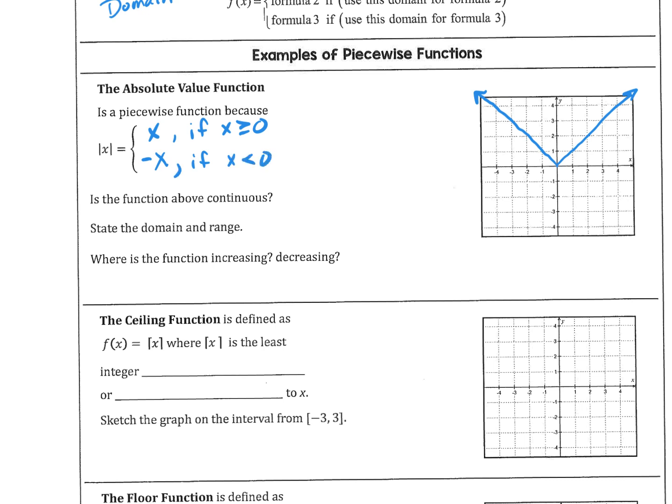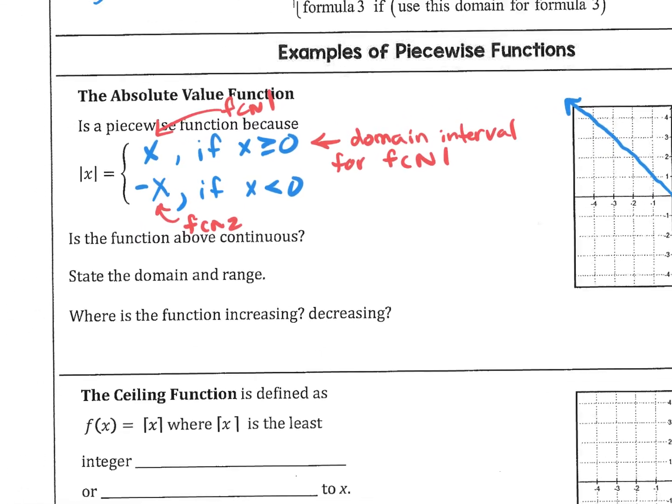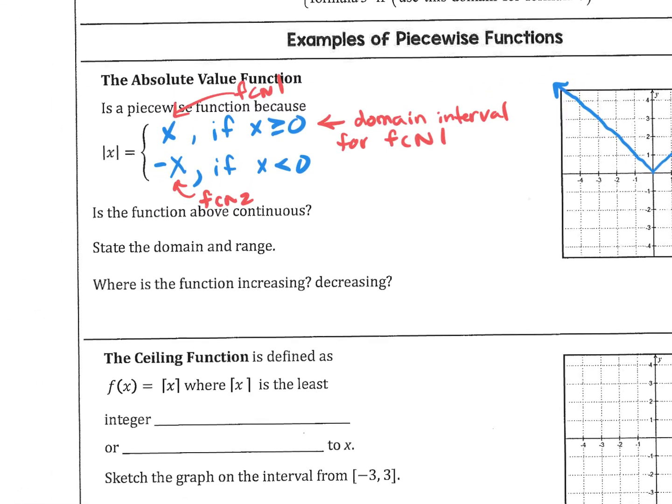So you can see that this is function 1. And this guy is function 2. And this is domain interval 1, for function 1, okay? So now tell me, looking at that graph, is the function continuous? Remember what our definition was. Could I put my pencil down on the paper, draw that V without ever picking it back up again? So the answer is yes, it is continuous.